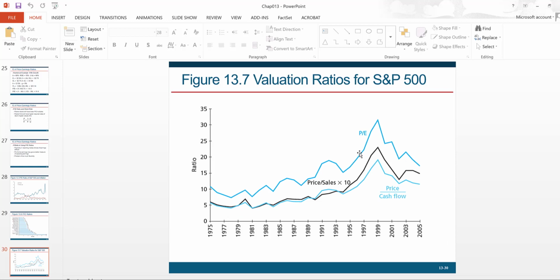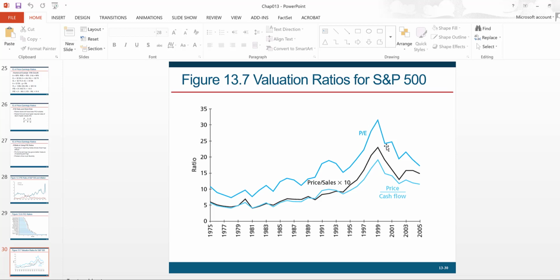Okay, and then here alongside the P ratio for the S&P 500, we also have the price to sales ratio and price to cash flow ratio, and what this chart is showing basically is that all of those ratios tend to be very highly correlated, right?